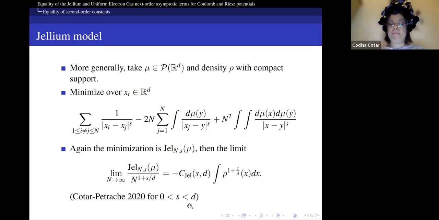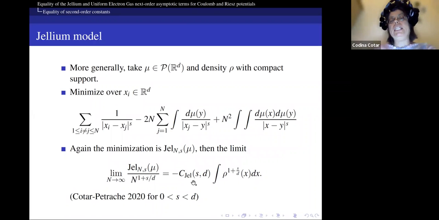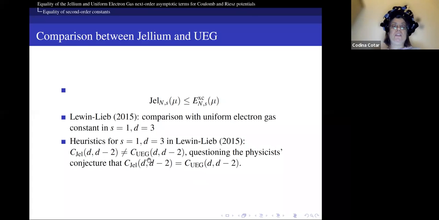We've done this for all s between 0 and d. Okay, a couple of other little facts. If you look at the Jellium problem, it's a lower bound for the optimal transport problem. And then the question comes whether there's any direct connection between these two. In 2015, Lewin and Lieb did a comparison for the case where mu was the uniform measure. So this was, as I said, the uniform electron gas for the optimal transport problem. And then they tried to compare these two problems, and the heuristics were suggesting that the constant that comes in the Jellium problem, the C gel, is different from the C UEG. They have heuristics, but they didn't have a proof there. However, the heuristics were questioning the physics conjecture, and the physics conjecture for many years has been that the two constants have to be equal.